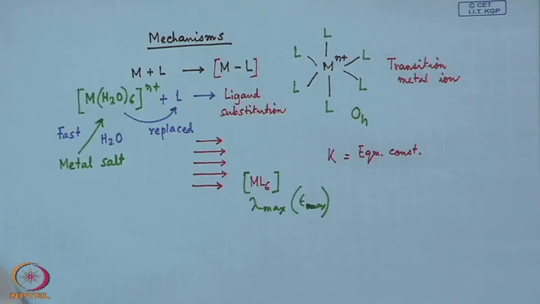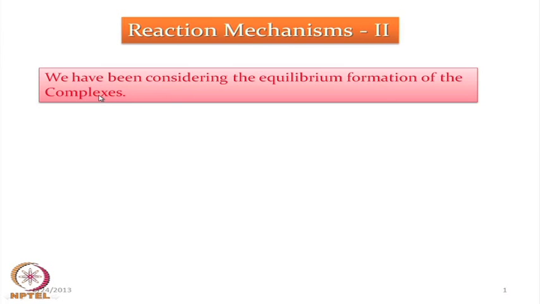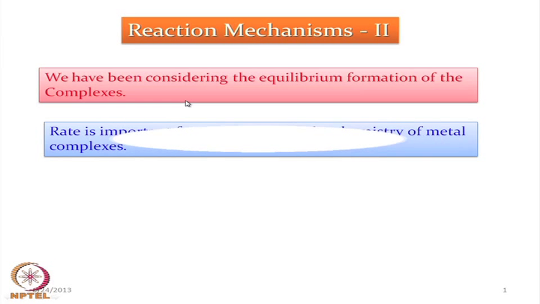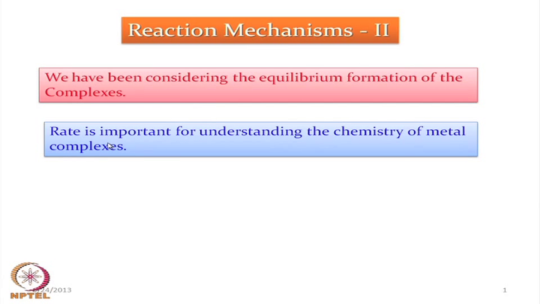When we consider this as the equilibrium formation of these complexes, the reaction mechanism will not tell us how quickly they are forming, that is, how quickly the equilibrium is achieved for the formation of this ML6 species. So we will utilize what we consider as the rate: the rate of the reaction, whether very fast or very slow, at which the metal ion is reacting with the ligand.